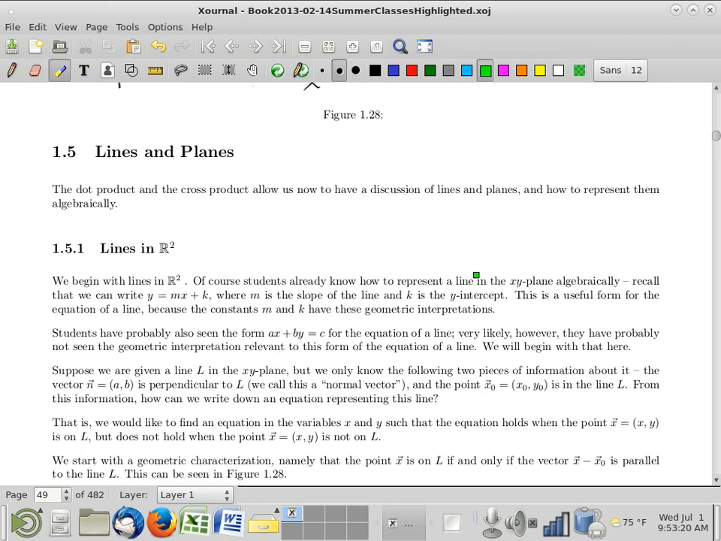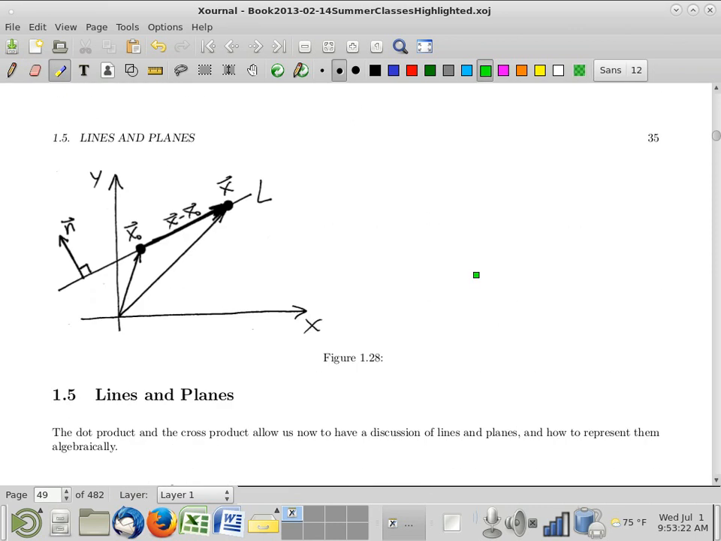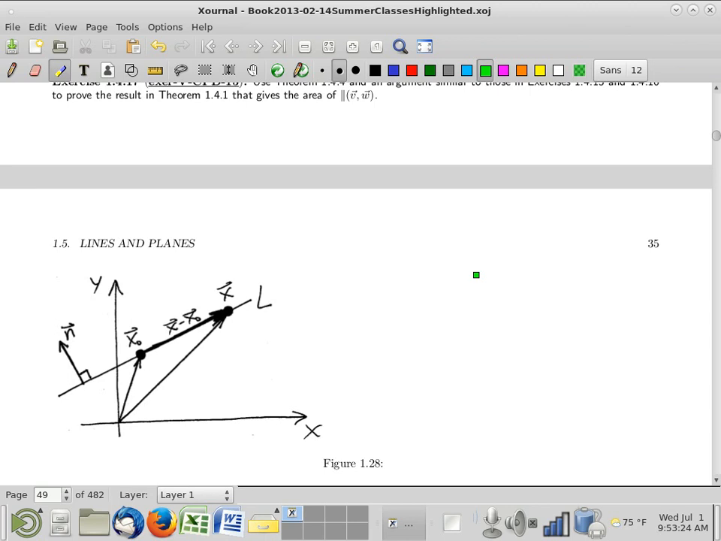Keep that in mind. I'd like to now motivate the equation of a line from a different point of view using dot products. Suppose I am given a point on the line in question. Suppose I am given what I'm going to call the normal vector for the line. And normal in this context means that it's perpendicular to the line in question. That's just an alternate use of the word normal.